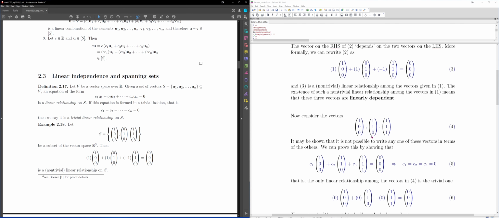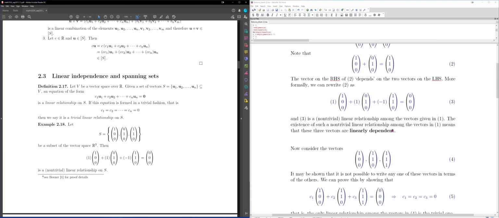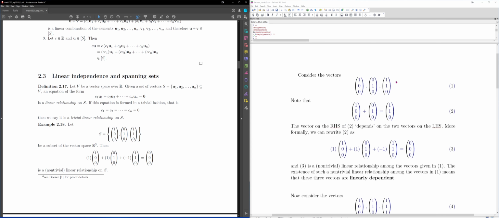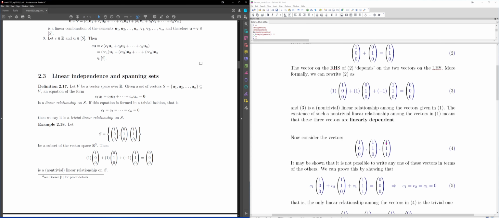And likewise, you can actually argue that, for example, this first one over here, you'd never be able to write it as a linear combination of these two. So this situation over here is different from the first example that we had. In the first example, we could write one of the vectors as a linear combination of the other two, but we can't do that in this case. I'm saying it's not possible to do it. Now, how would you show that it's not possible to do it?